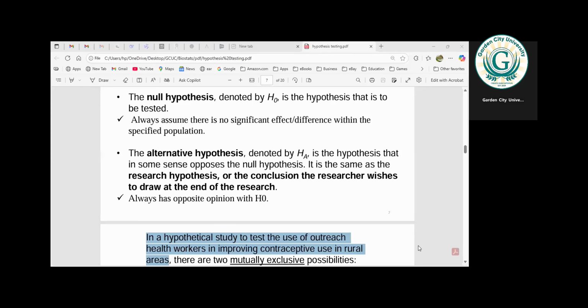Now the last one, Emanuela. Emanuela, you can unmute yourself. Okay. With the alternative, I can say the outreach by the health workers caused a tremendous improvement in the use of contraceptives in rural areas. Okay. That's fine.